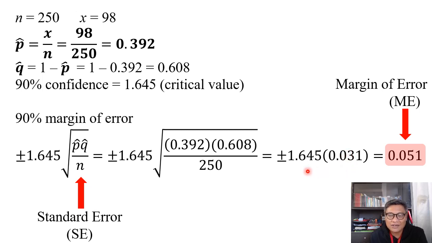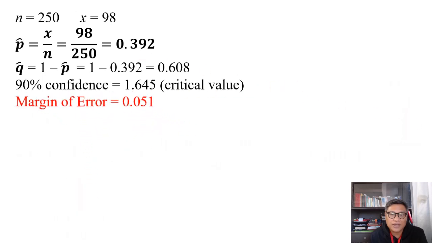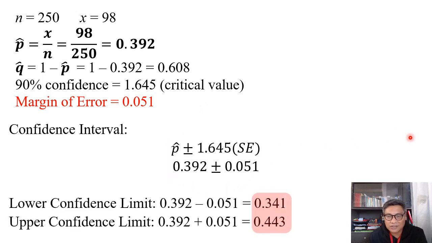When you multiply the standard error by the critical value of 1.645 and round your answer to 3 decimal places, the result, class, is the margin of error. This is what we're going to add and subtract from the point estimate, which is 0.392. That will be the next step in creating our confidence interval. The confidence interval is your point estimate in terms of proportion, plus and minus your margin of error. So substituting, 0.392 plus and minus the margin of error of 0.051.